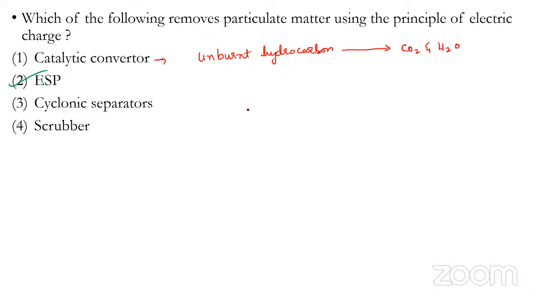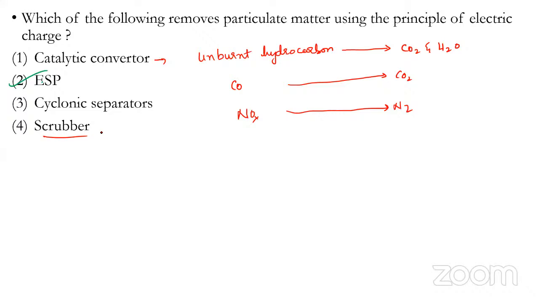Similarly, carbon monoxide will be converted into carbon dioxide. Yes, carbon dioxide is a pollutant, but it is less polluting than carbon monoxide or unburnt hydrocarbons. Similarly, nitric oxides will be converted into nitrogen gas. That is what catalytic converters do in vehicles.